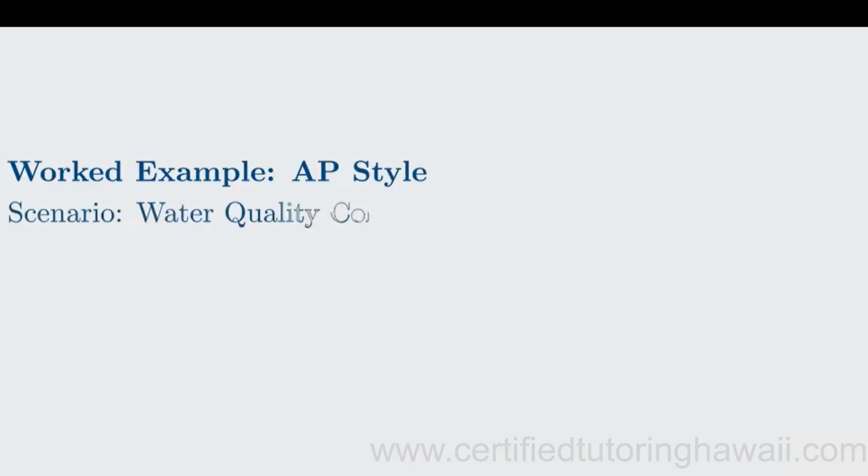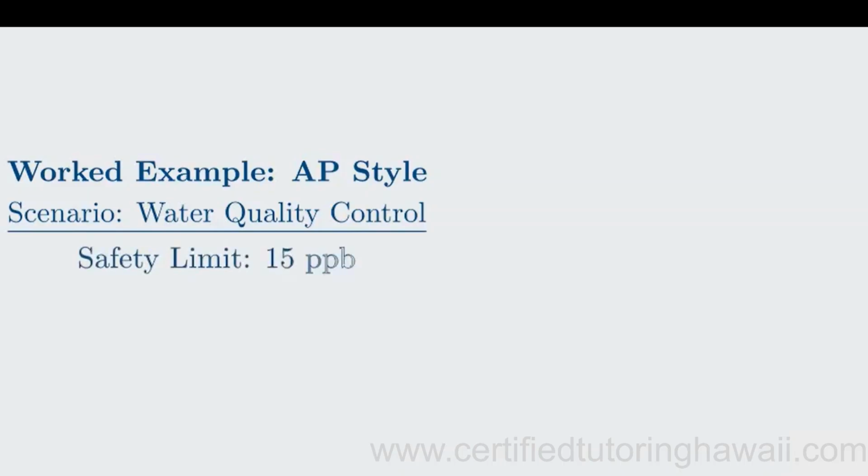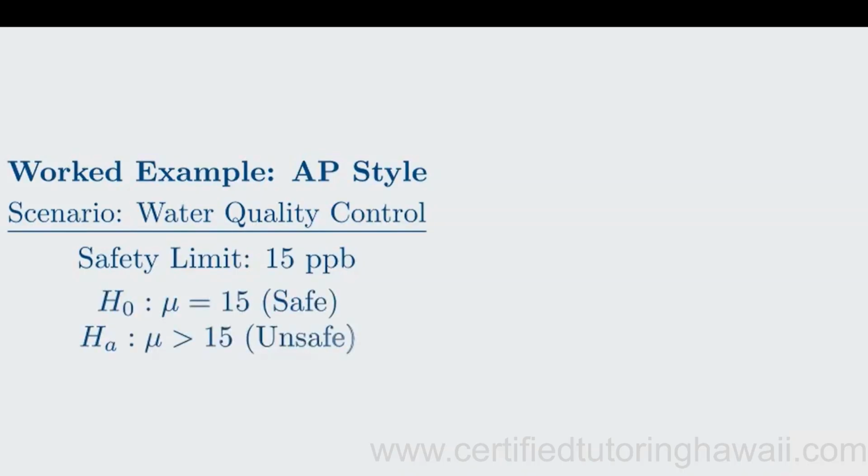Let's put all these concepts together with a comprehensive worked example. This is exactly the type of question you might see on an AP free response section. A city's water department tests for lead levels. The safety limit is 15 parts per billion. If the average lead level is above 15, the water is unsafe and must be treated immediately. Our null hypothesis is that mu equals 15, meaning the water is safe enough.